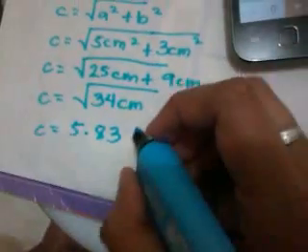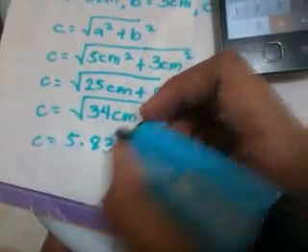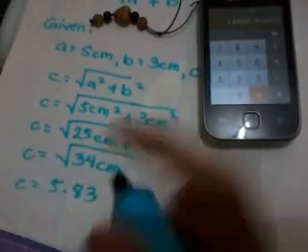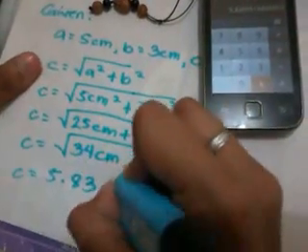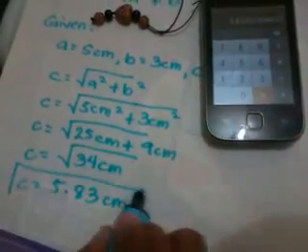So we will round this to the nearest hundredth. That's why we have this answer, 5.83 cm. So our hypotenuse side is 5.83 cm.